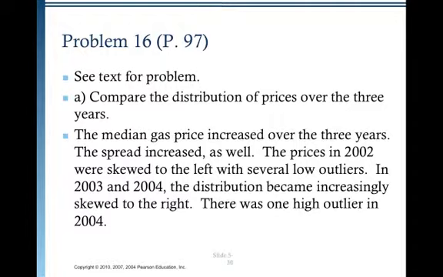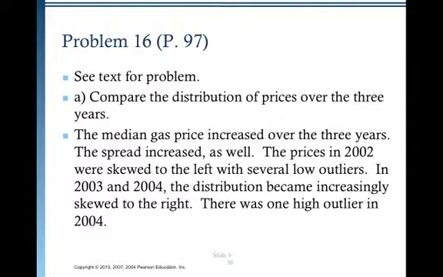The prices in 2002 were skewed to the left with several low outliers. So remember, skewed to the left means skewed to the lower values. So there are outliers to the left there. In 2003 and 2004, the distribution became increasingly skewed to the right, where you had some more variability in the upper range than in the lower range of prices. There was one high outlier in 2004.